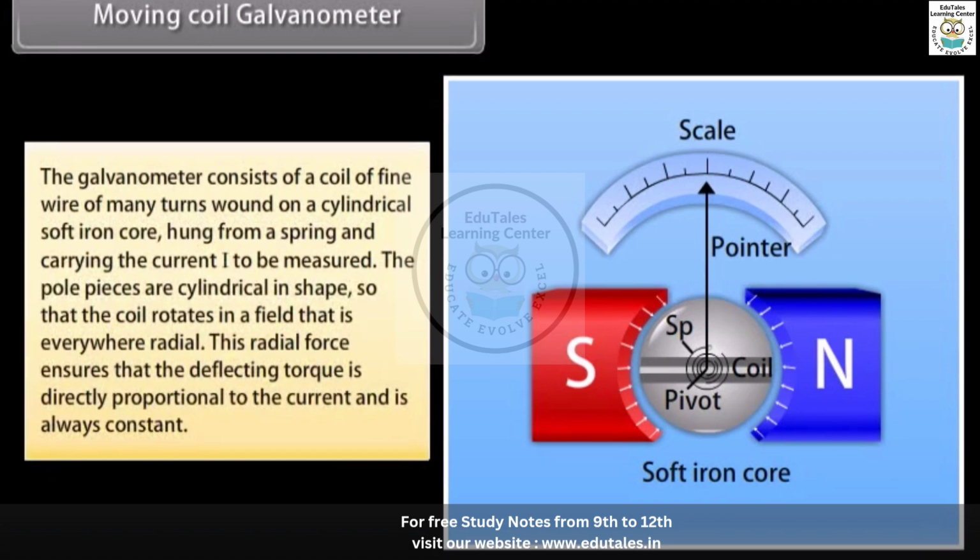The galvanometer consists of a coil of fine wire of many turns wound on a cylindrical soft iron core, hung from a spring and carrying the current I to be measured. The pole pieces are cylindrical in shape so that the coil rotates in a field that is everywhere radial. This radial force ensures that the deflecting torque is directly proportional to the current and is always constant.